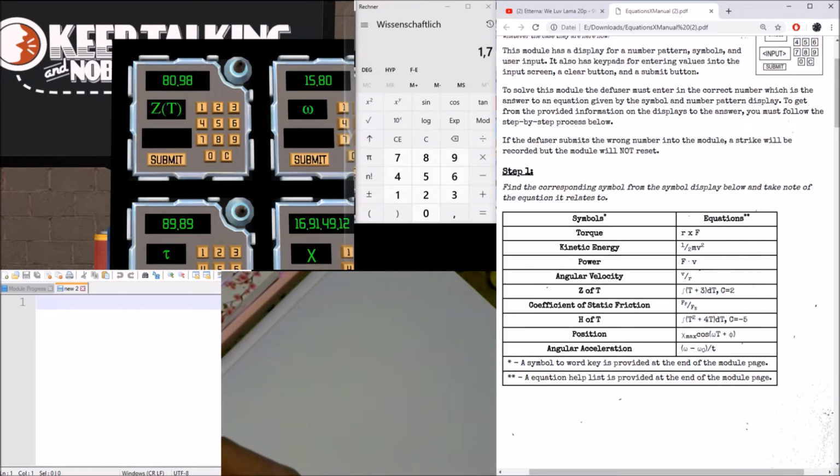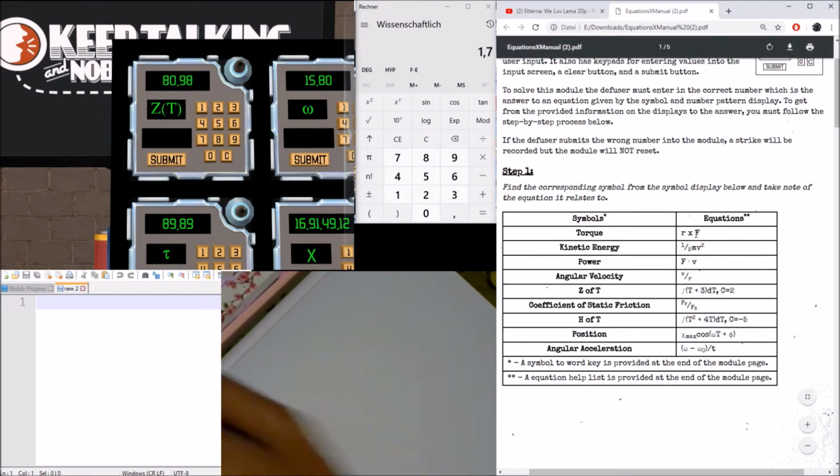Variables are these numbers, and they are replacing these letters. These are your variable letters. Then we have an integral sign, which is this. This is the integral sign.